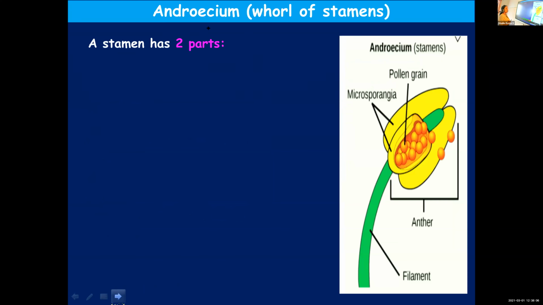A stamen consists of two major parts, anther and filament. So here in the figure, you can see filament and here the anther. This entire structure you call it as anther.